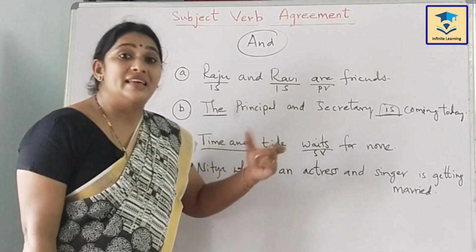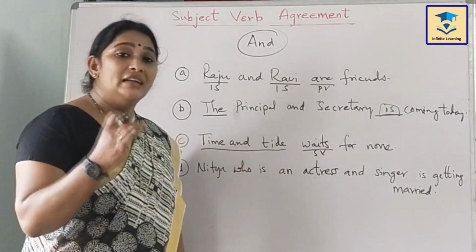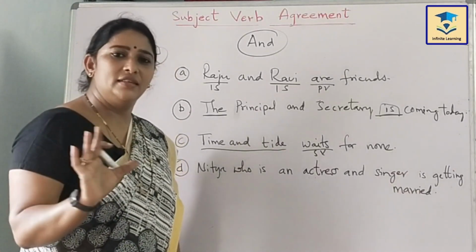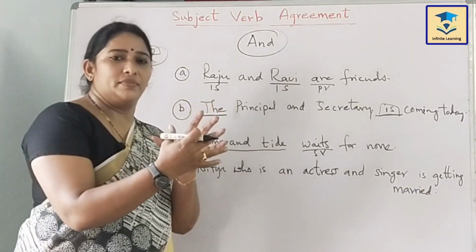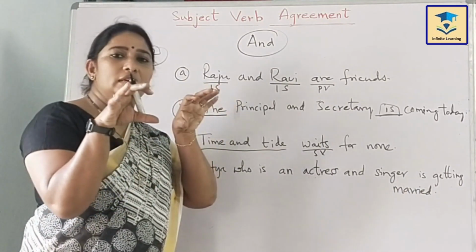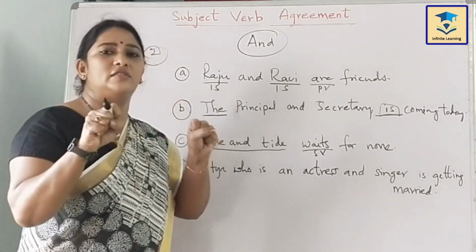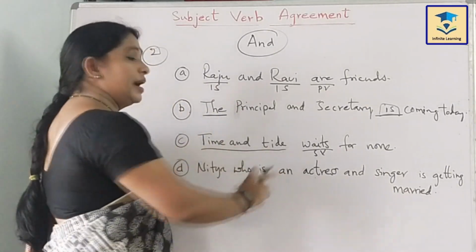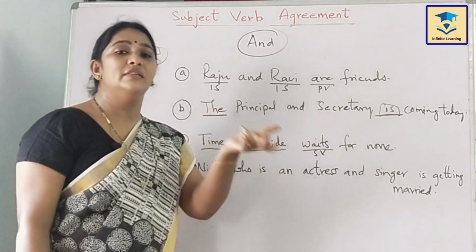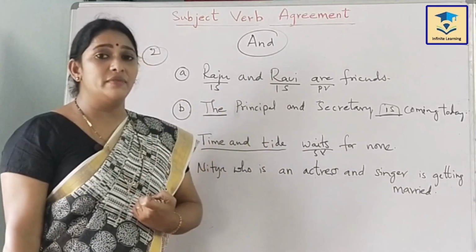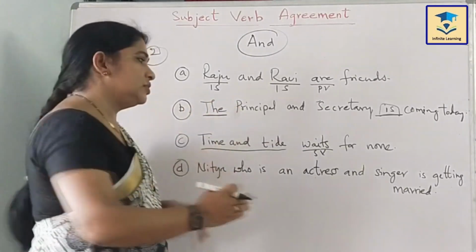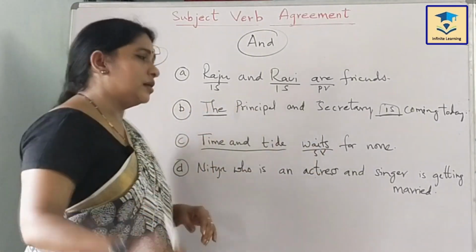Slow and steady wins the race. Wins the race, not win the race. Slow and steady is a single unit. Though those two are two different words, we should consider them as a single unit. Got it? Time and tide waits for none. Slow and steady wins the race. Bread and butter is my breakfast. So, consider these as a single unit. Thus, you will get a singular verb.